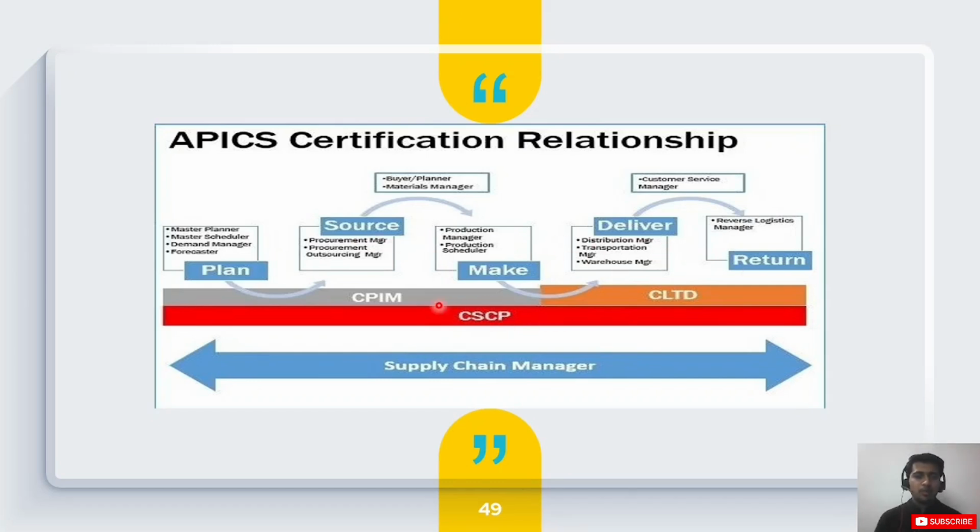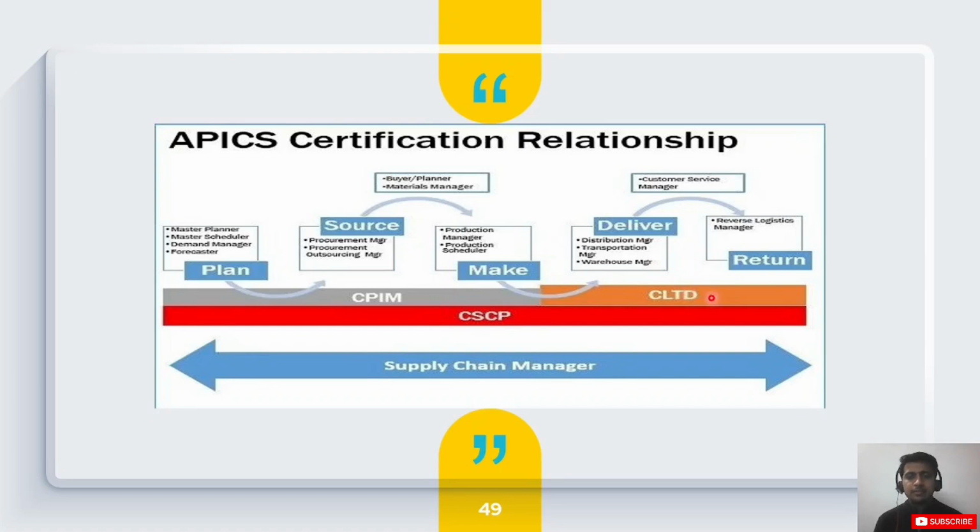Now let us see which of the certifications covers how much domain. So starting with the CPM. The CPM generally talks about planning, sourcing, and making. You'll find a little bit of syllabus in CPM as well for deliver and return, but that's hardly 2 to 5%, just to give you the basic understanding. They won't go into detail about delivering and returning.